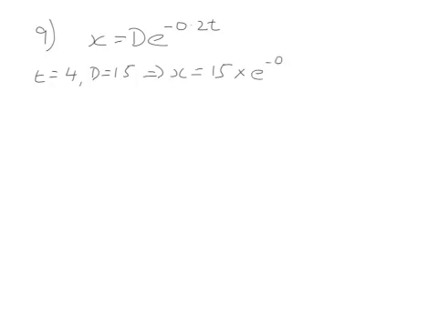Finally, question 9. We've got the equation x equals d e to the minus 0.2t, and the first dose is 15 milligrams, and we're asked what the amount is after 4 hours. So if t equals 4 and d equals 15, we get x is 15 multiplied by e to the minus 0.8, which works out to be 6.740, 3 decimal places.